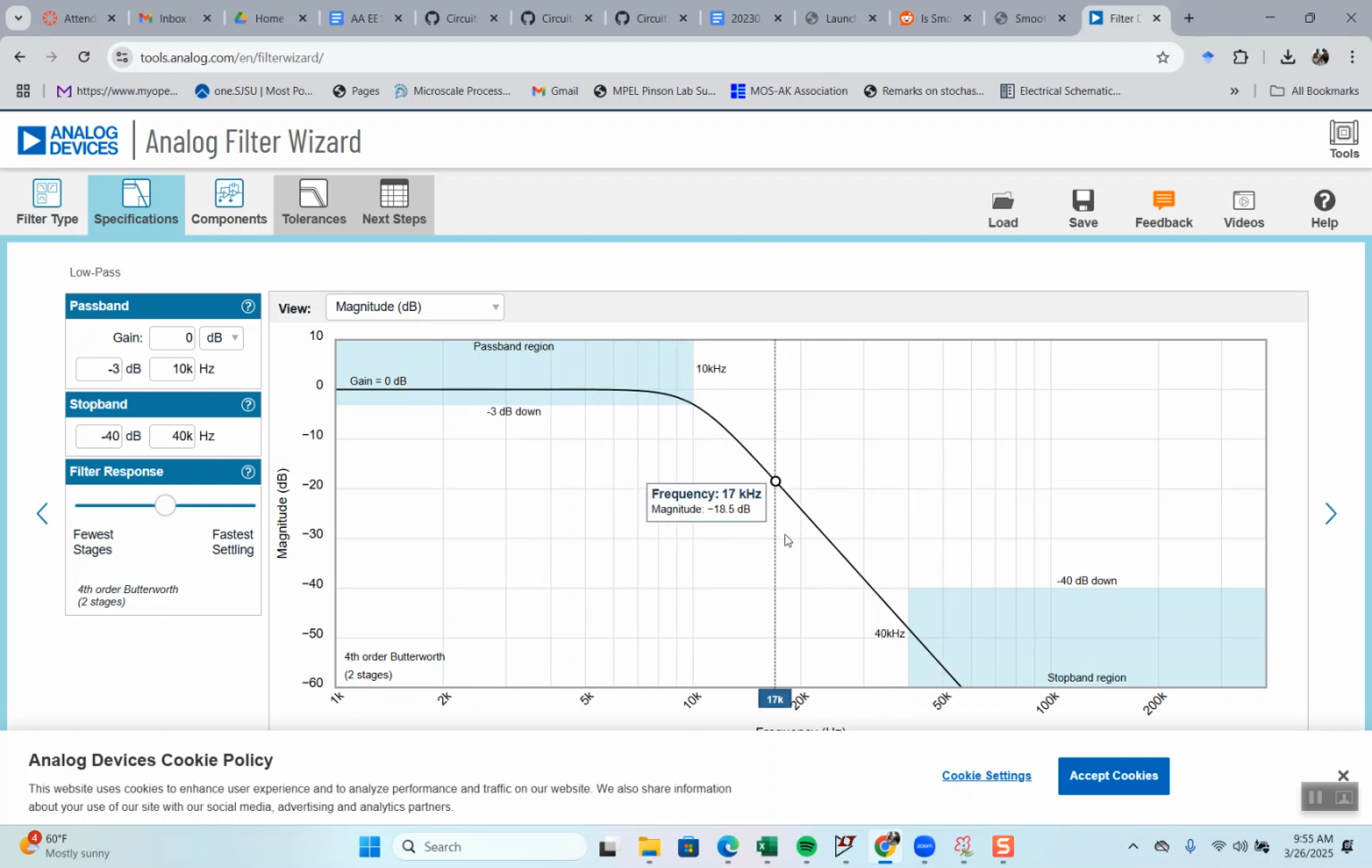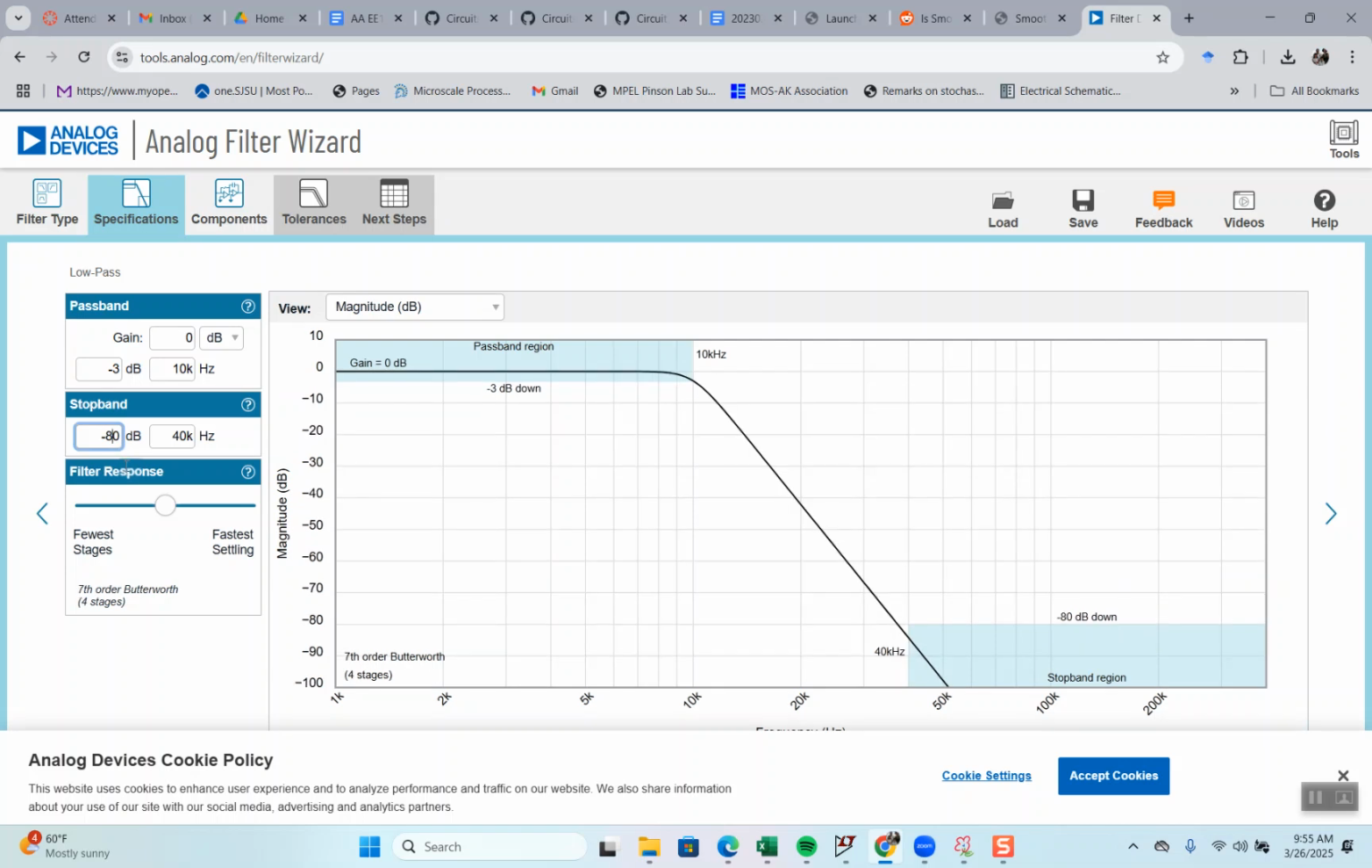Now, I would like it if I could just say, oh, I want a slope of minus 40, right? But no, they give you what is known as the stop band. Like I want minus 4 dB to be at 40K. How would I make this a higher order circuit? Oh, I would just want it to be there. And then there are choices. Fewest number of op amps.